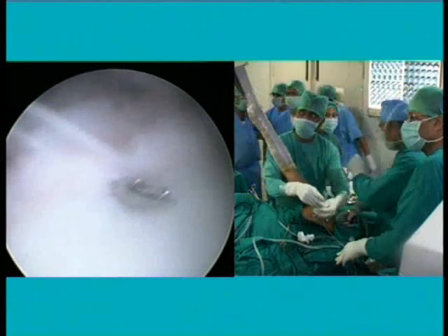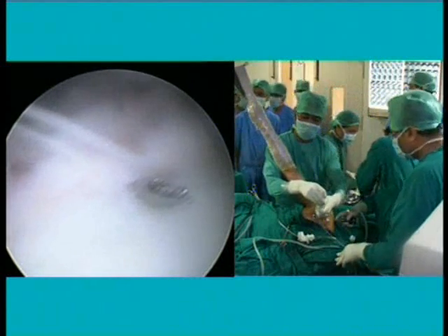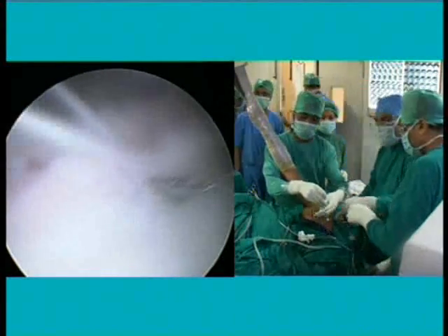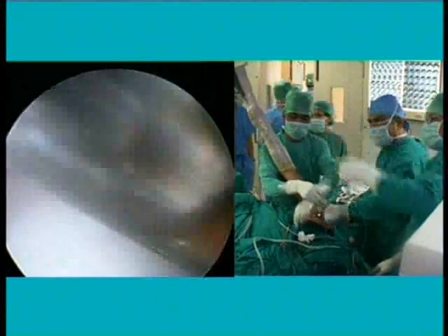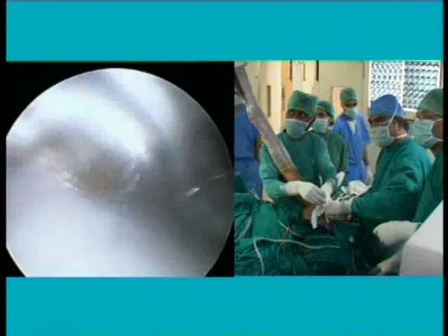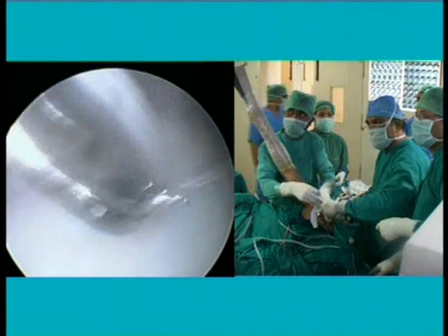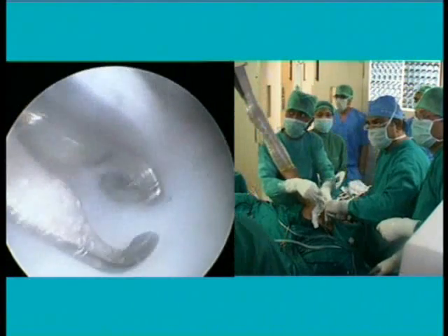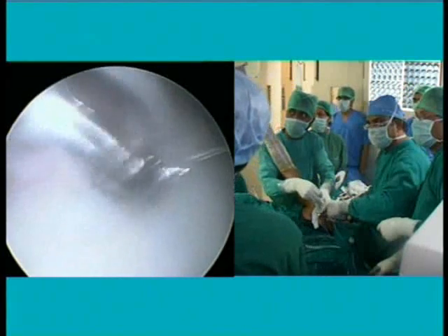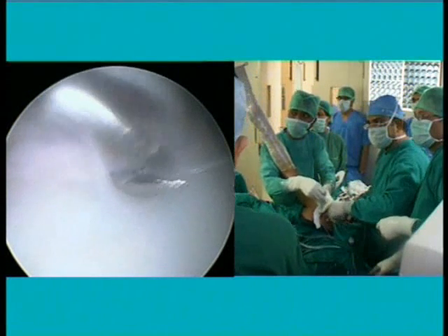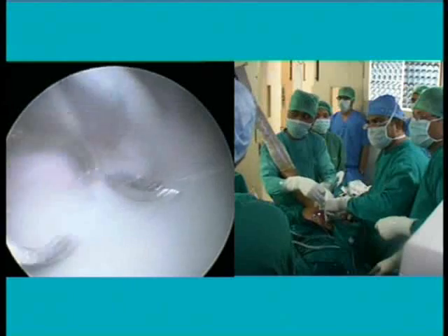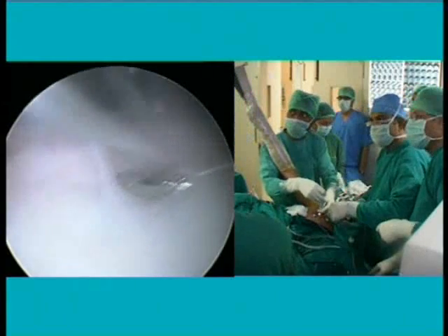This area. Let me use some grasper. So the next step: the surgery is being done through a 70-degree scope. We can also do it with a 30-degree scope, but we will have to shift the portal to an anterosuperior, standard anterosuperior portal for viewing this undersurface of the coracoid. Now this is the passport cannula, so that we can place an AC joint jig.